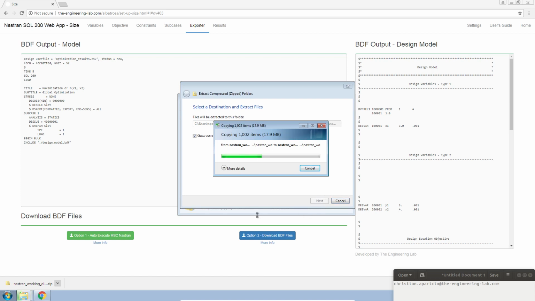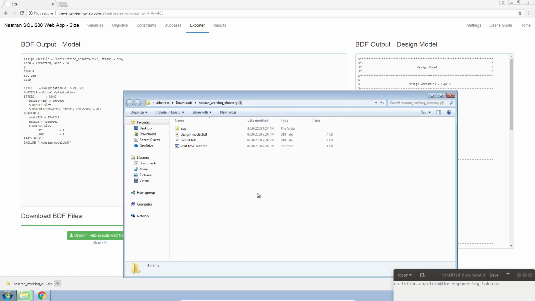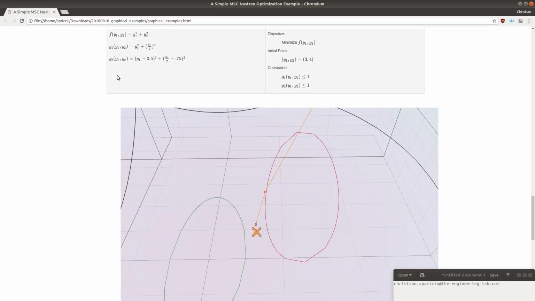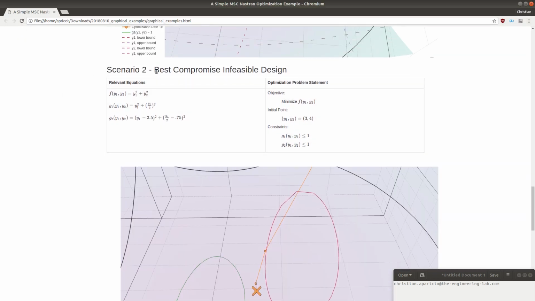Now remember, this optimization problem statement does not have a solution. You cannot satisfy the first and second equation constraints. So we'll go ahead and start the optimizer, and then we'll see what Nastran does in this scenario. What Nastran ends up doing is finding the best design between the constraints.